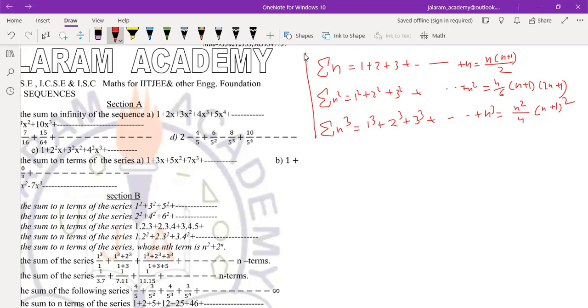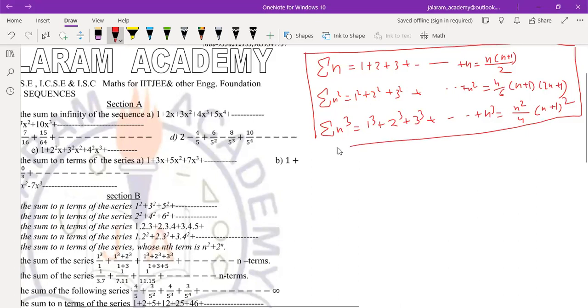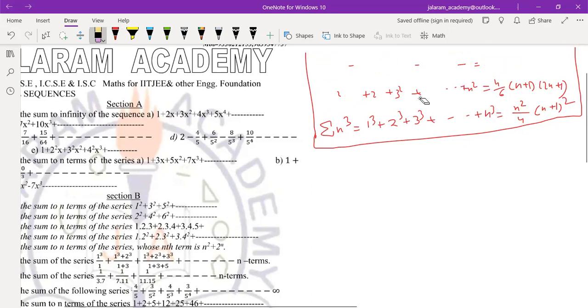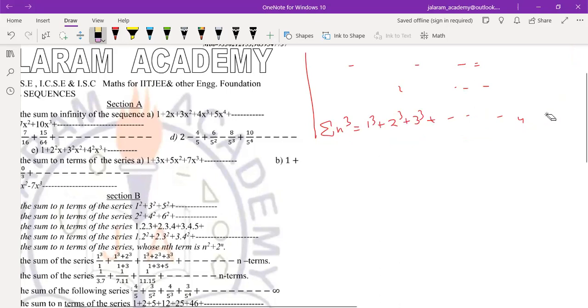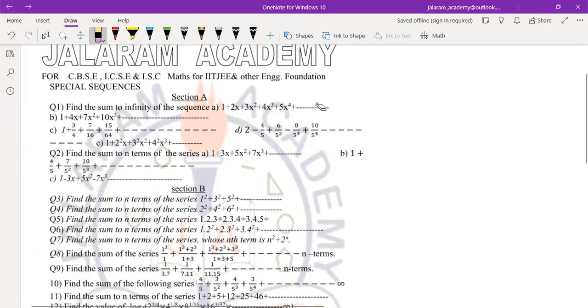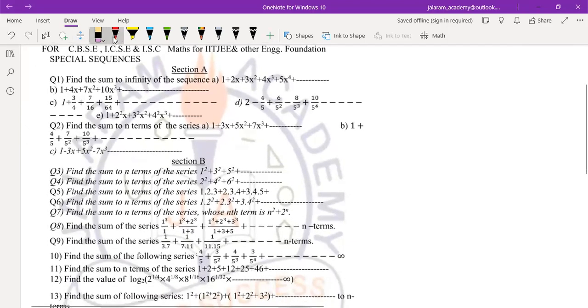So whenever we solve questions related to these three, we have to keep in mind that sigma n equals n into (n plus 1) upon 2, sigma n square equals n by 6 into (n plus 1) into (2n plus 1), sigma n cube equals n square by 4 into (n plus 1) whole square. Then only we can go to the concept. Now, we have already discussed till question number 4, so now we will discuss question number 5 from this assignment.